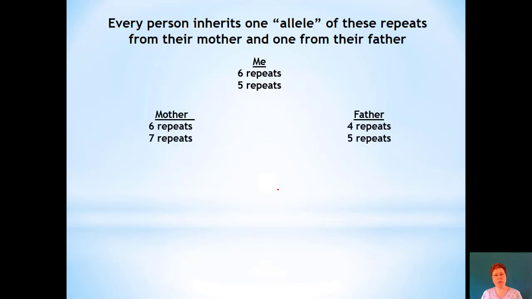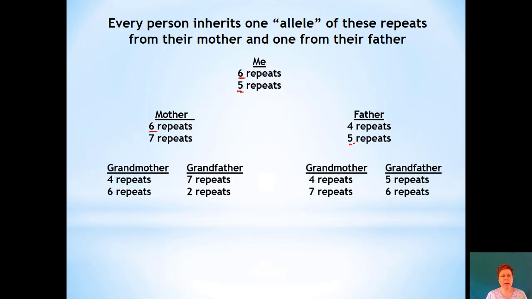Right, here's my mother and my father. And what we can see is, okay, where did I get my 6 repeat? Well, not from Dad. Dad had a 4 and a 5. From Mom. All right, where did I get my 5 repeat? Well, not from Mom. She had a 6 and a 7. From Dad. So you inherit 1 from each parent.